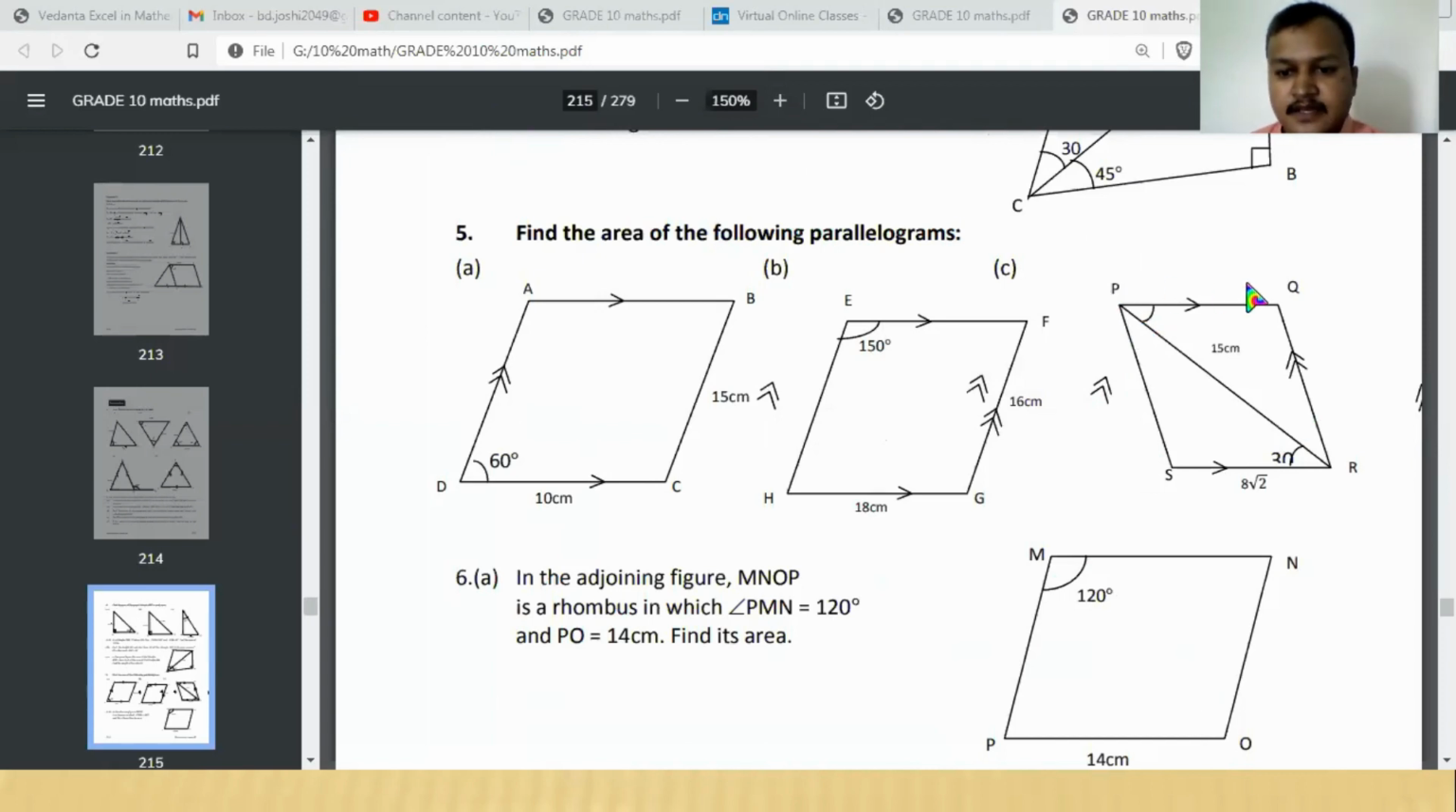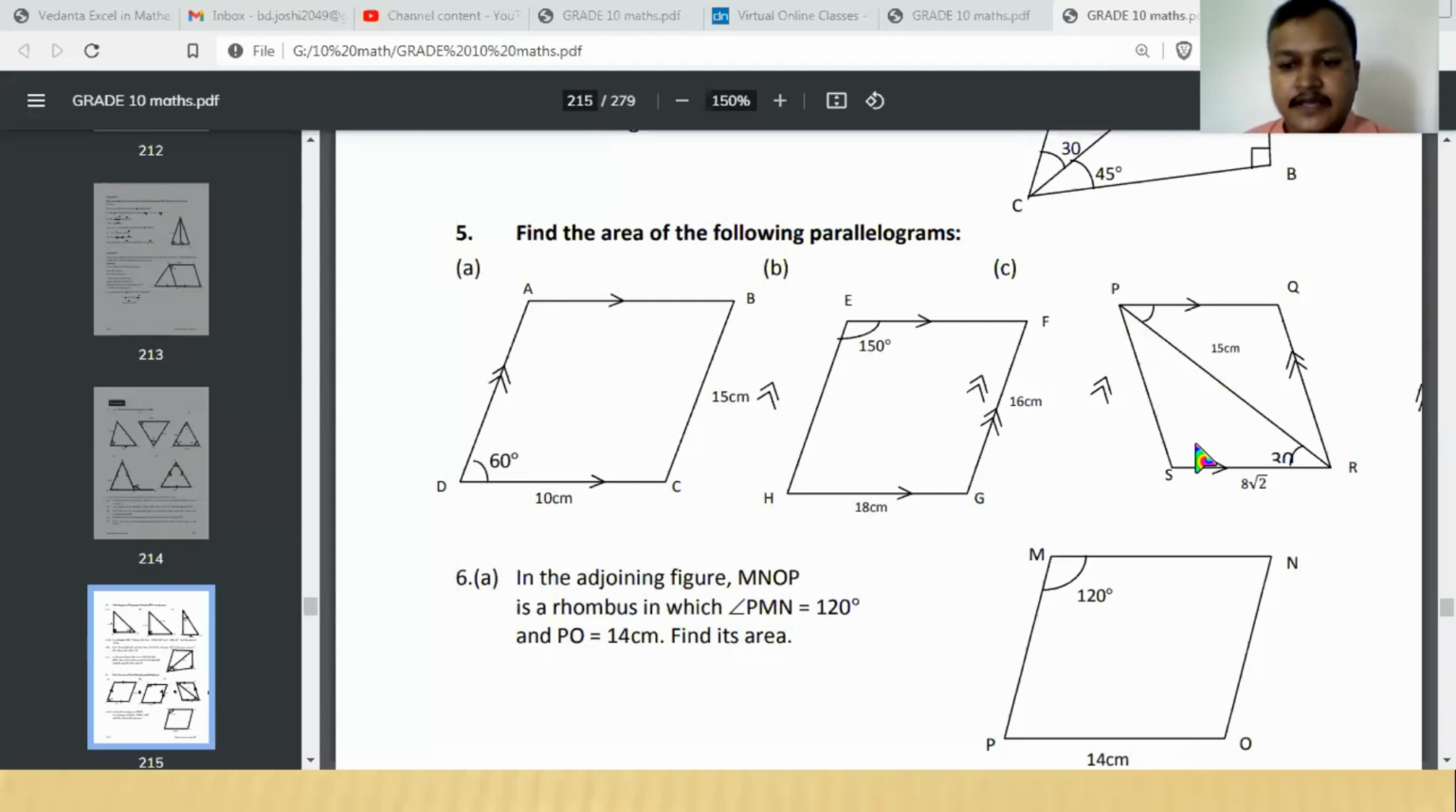Question number C, there is parallelogram PQRS in which angle PRS is 30 degree. Angle PRS is 30 degree. SR is equal to 8√2 and PR is equal to 15 centimeter. If we know two sides and the angle between them, can we find out the area of the triangle? Yes, we can find out. Yes, sir. We can find out the area of triangle PSR. Easily we can find out the area of triangle PSR.